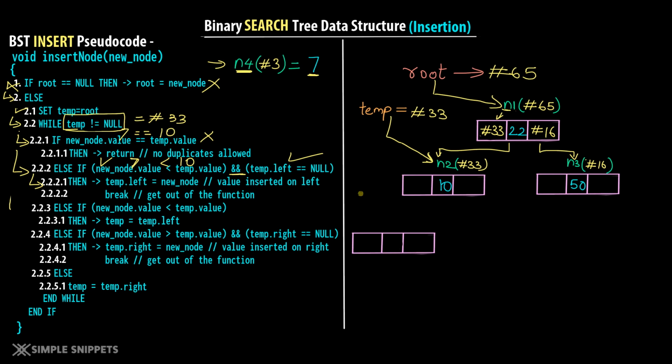So now we simply create a new node, which is n4, which is created at the address of #3, and #3 is stored at temp.left. So temp.left means n2.left, which is LHS, and RHS is this new node. So this new node's address is going to be stored as the left child of n2. So now we have done this linking, and n2 has the left child with the value of 7. And then we say break, we come out of this function, we print that the value is inserted at the left, and that's how you do an insertion.